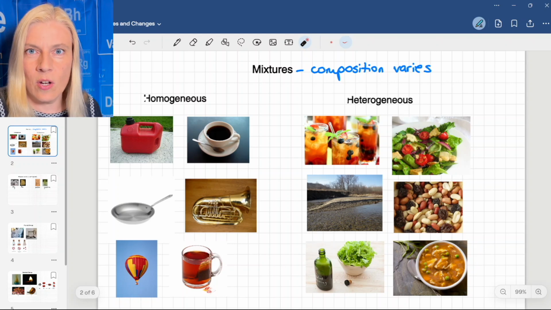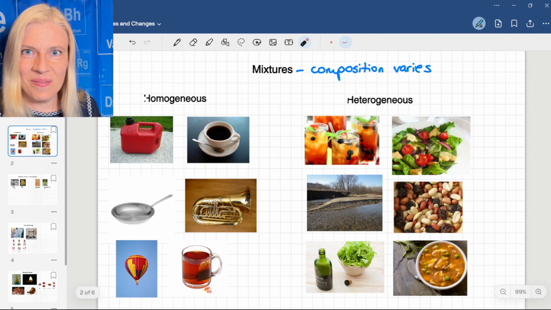So how are you doing? You okay with mixtures? The difference between mixtures and pure substances?